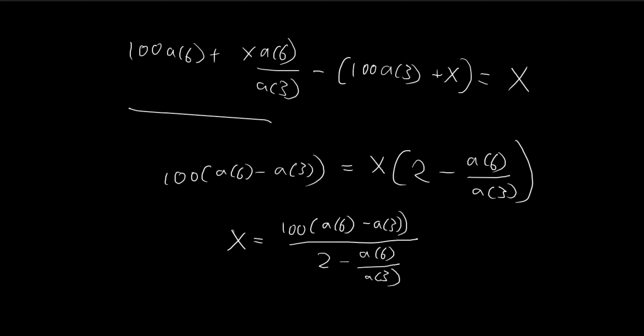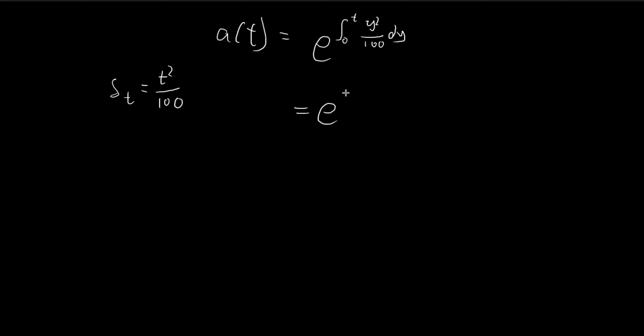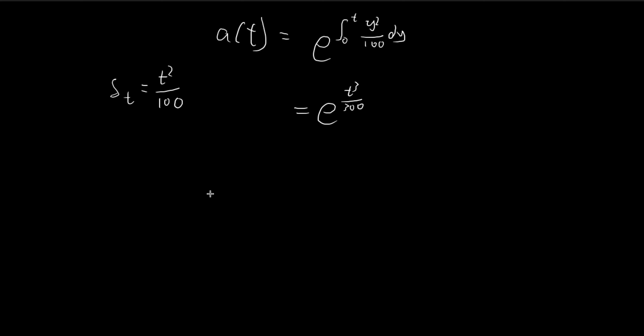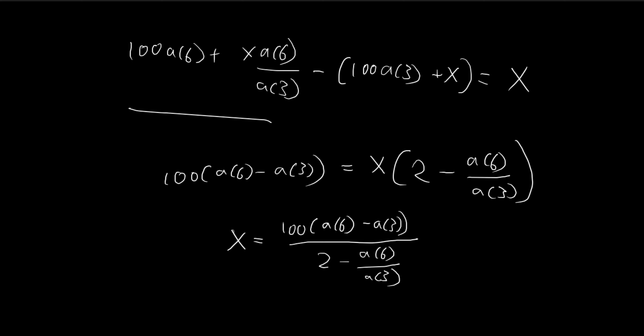And then for the next step, we need to find a(t). So we need to figure out what a(t) is. So we're told that the force of interest is equal to t squared over 100, right? So that's why we can apply a similar formula that we've used before. So this integral is simple enough. So you get t cubed divided by 300. So all you have to do now is just to apply it to this expression.